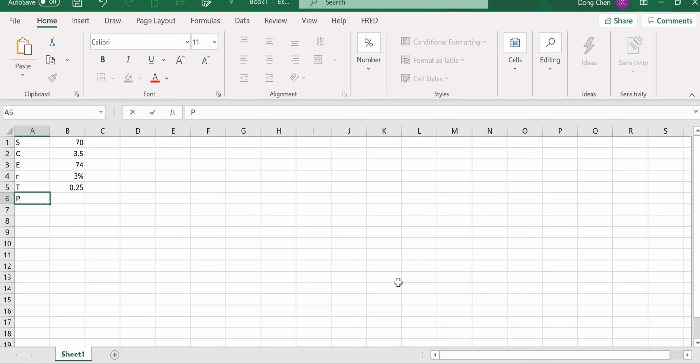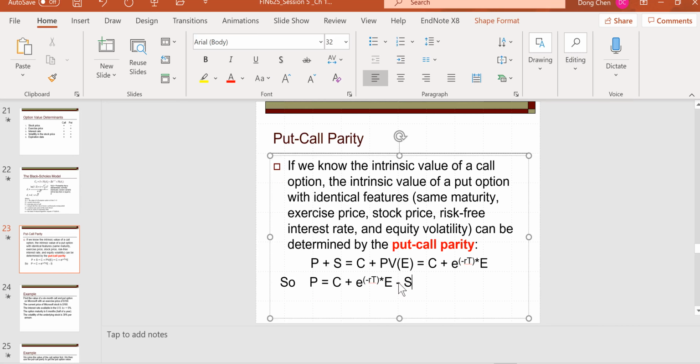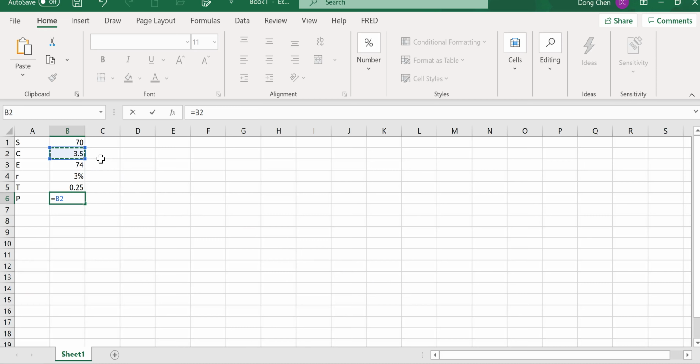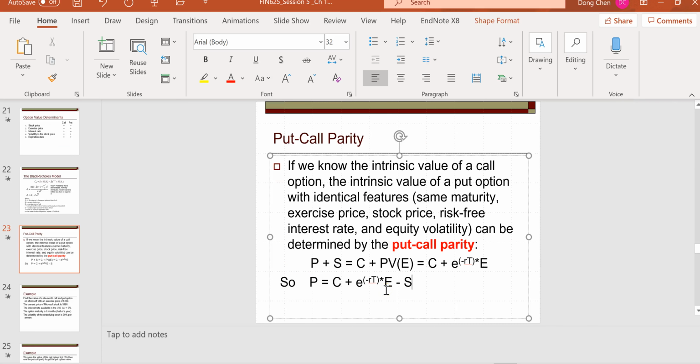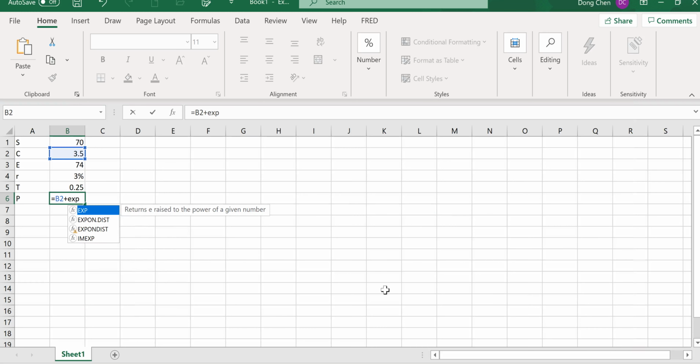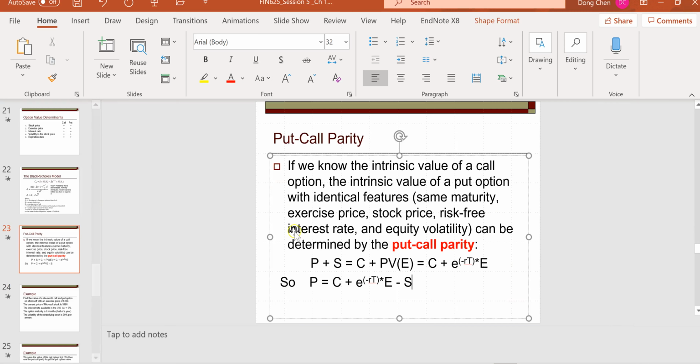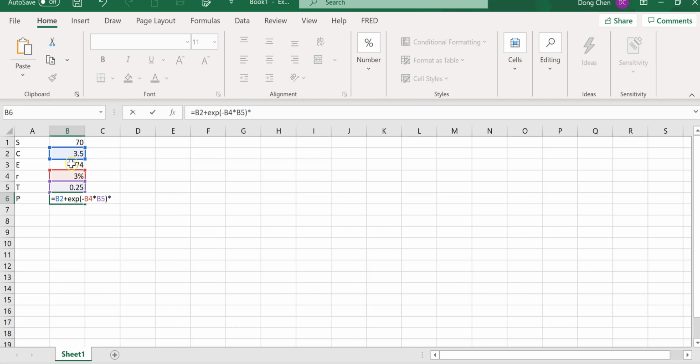So P equals, that's C, plus the exponential function exp, open parentheses, raised to the power of negative R, and then times T, and close the parentheses here, and then times E, exercise price, and then finally minus S, minus the underlying stock price.